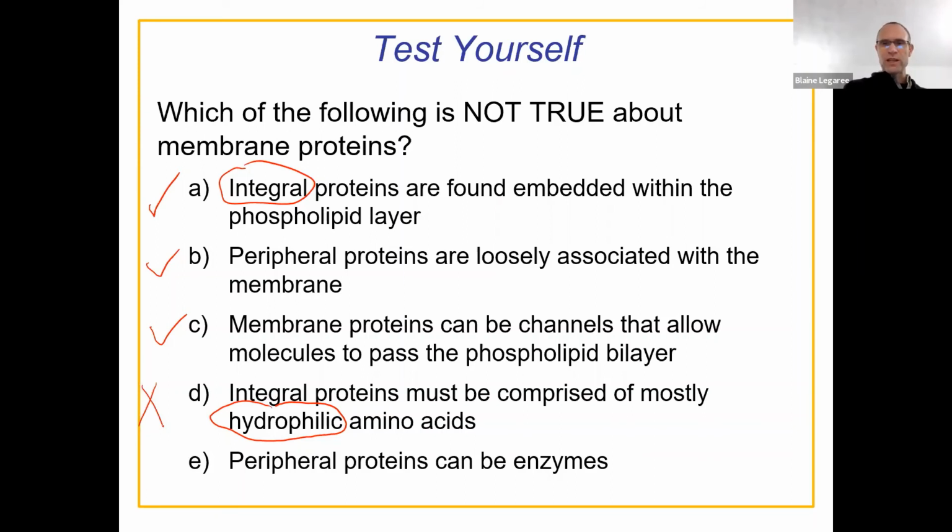Let's just take a look at E. So don't always stop if you think you found the right answer. Make sure you do read all the options. Peripheral proteins can be enzymes. So peripheral proteins are the ones that are loosely associated. Can they be enzymes? Of course they can. Many proteins in the cell are enzymes. So that one is good.